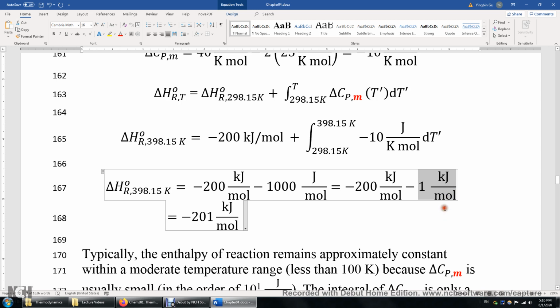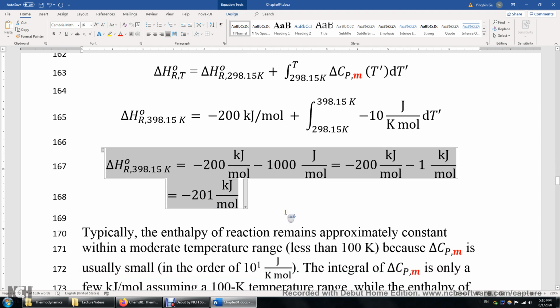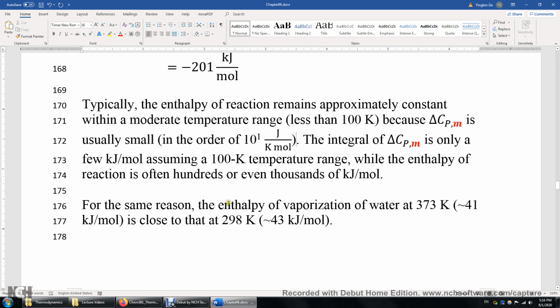100 K temperature difference. All right, if you compare 1 with 200, you'll see we can often assume the enthalpy of reaction is roughly a constant within a moderate temperature range. All right. So even if in some rare cases delta CPM is a little larger, but then if the temperature range is small, let's say only 20 K, 30 K, still we can say the enthalpy of reaction remains approximately constant within that moderate temperature range.